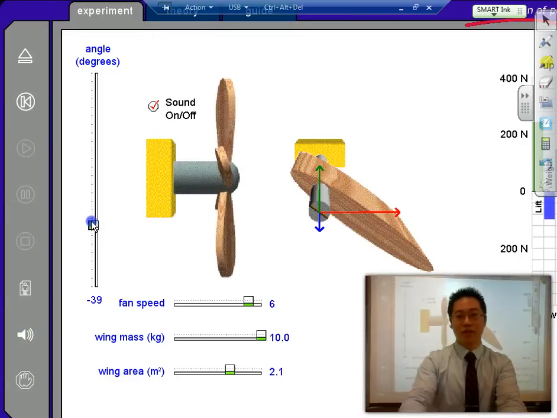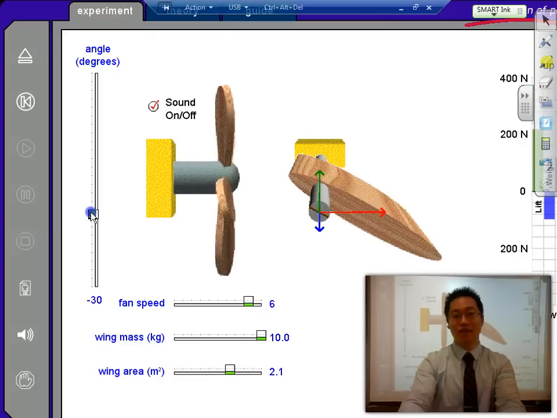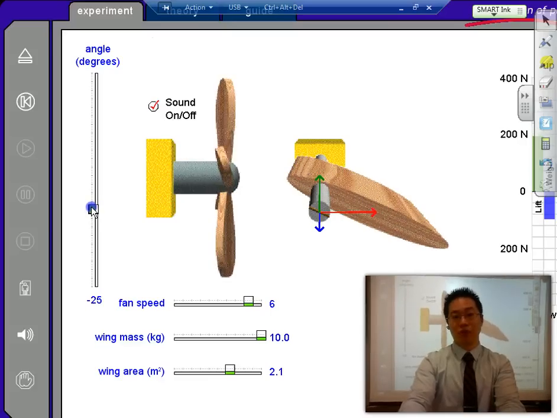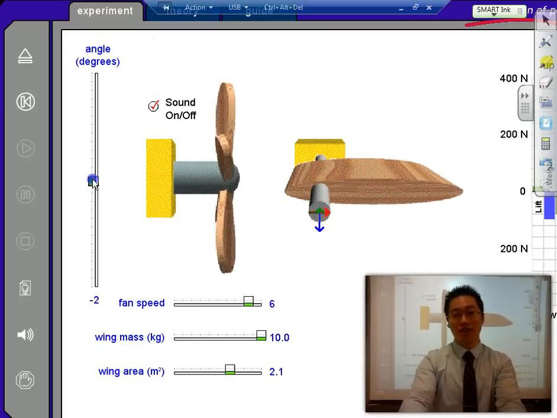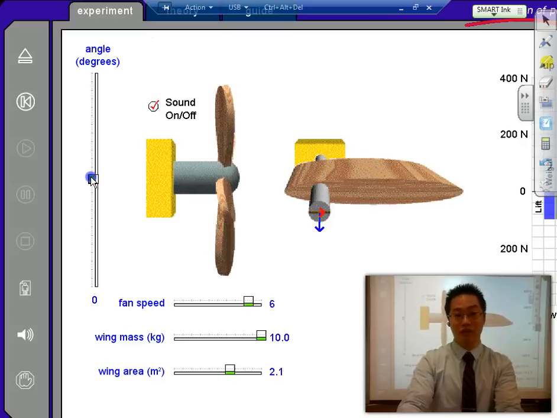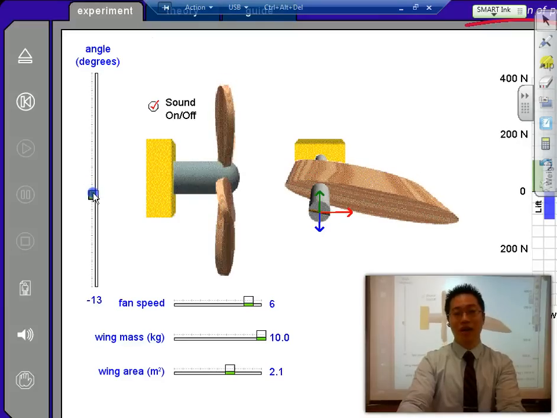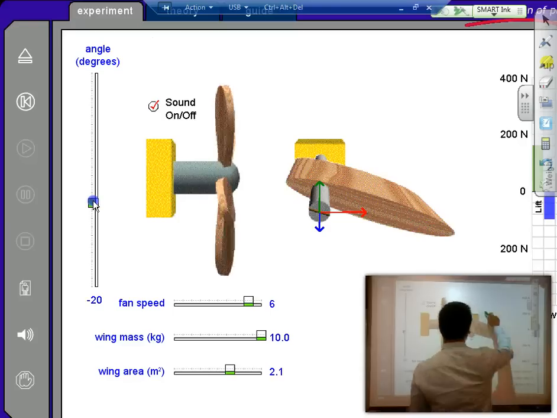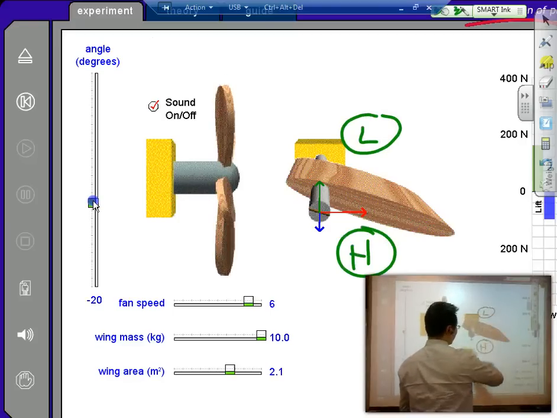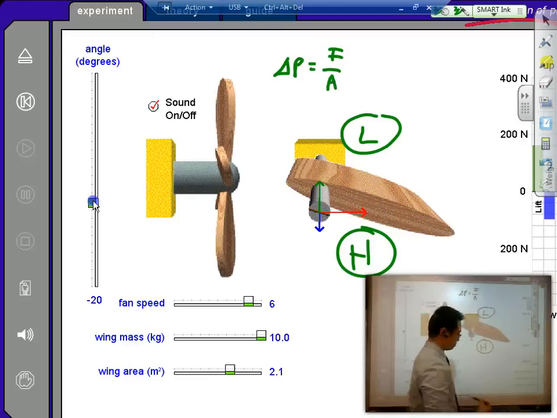Okay. So basically, this is just a representation of an airplane wing. Green is the lift force. Blue is just the weight of the wing itself. As you guys can see, when the wing is perfectly flat, there's no lift force being generated. But as soon as you increase the angle, okay, as soon as the air has to go faster over the top and slower below, you end up with low pressure here, high pressure down there. And again, delta P equals F over A, and you create a lift force.